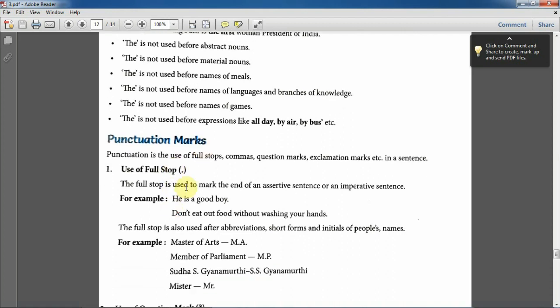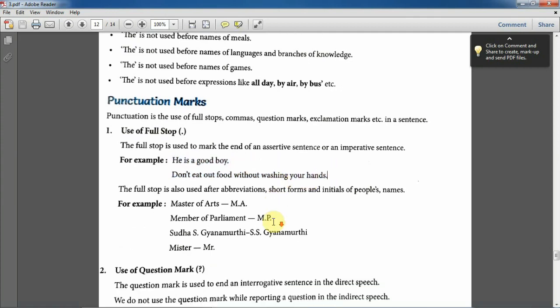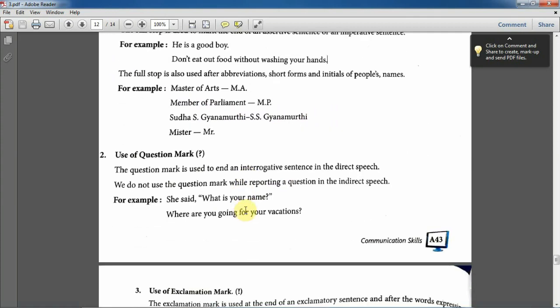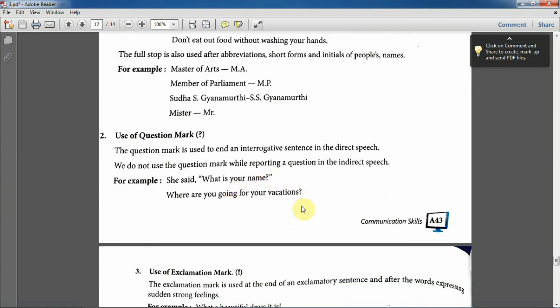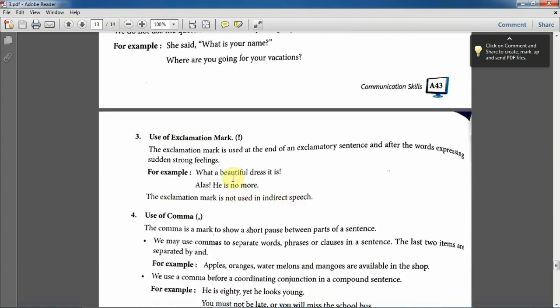Punctuation marks. Full stop: we use a full stop when we mark the end of an assertive sentence. Means to mark the end of a sentence we use a full stop. He is a good boy, don't eat food without washing your hand. These are all assertive sentences and we have to give a full stop at last. Then question mark: when we ask some question then we give a question mark. Then the use of exclamation mark.